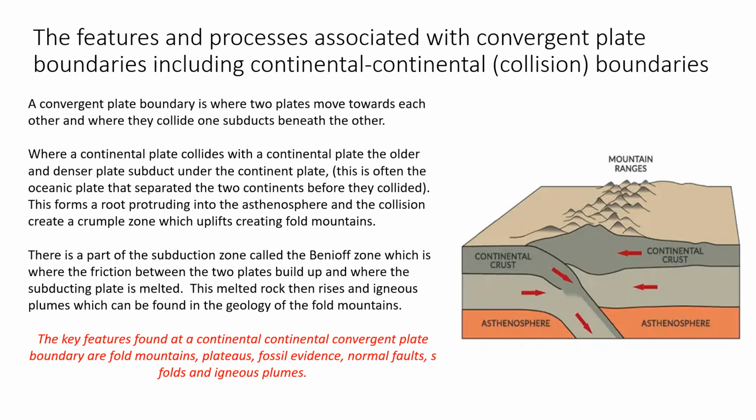Here you will find lots of different evidence. You will get fold mountains. You will find plateaus sometimes behind those fold mountains. You'll get fossil evidence within the mountain range itself. Those are fossils that were once in the sea that have become part of the originally sedimentary rock that has been metamorphosed and folded. You'll get normal faults. You'll find thrust faults. And you may also find igneous intrusions as well, where that root might have melted and elements of igneous rock risen up through the mountain ranges.